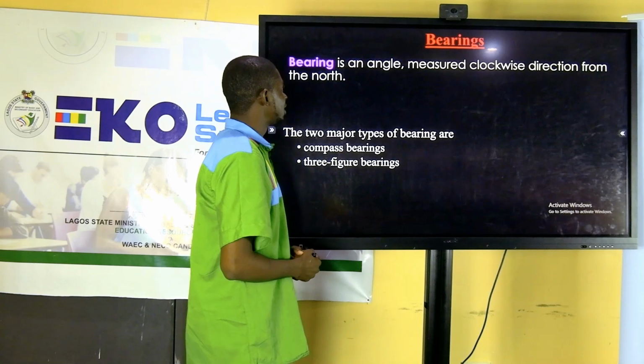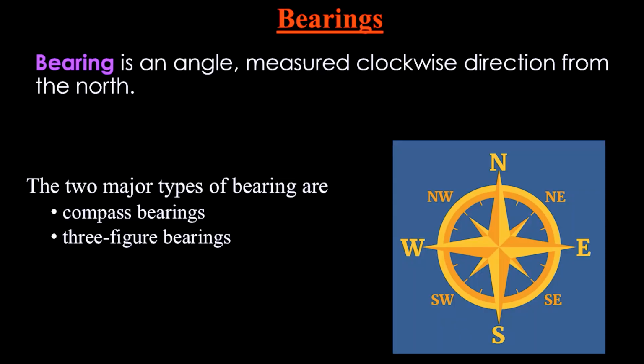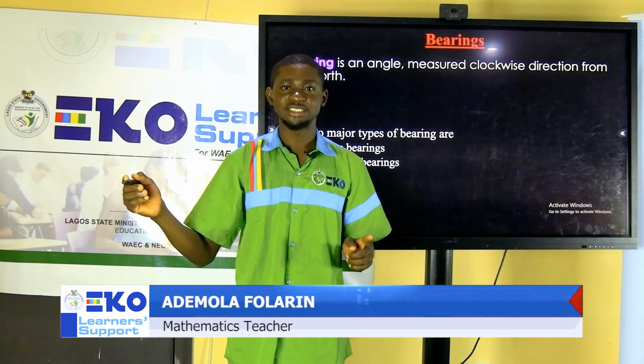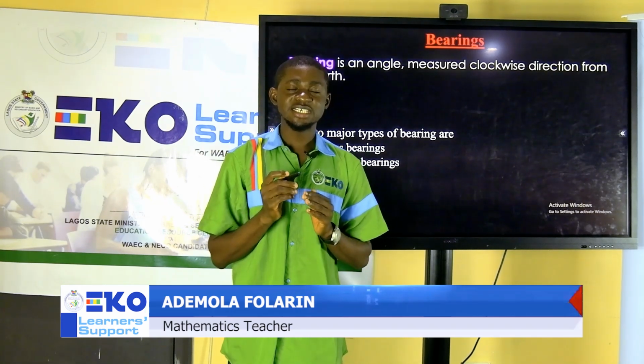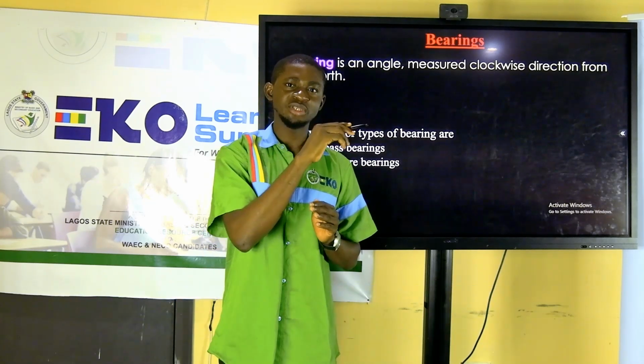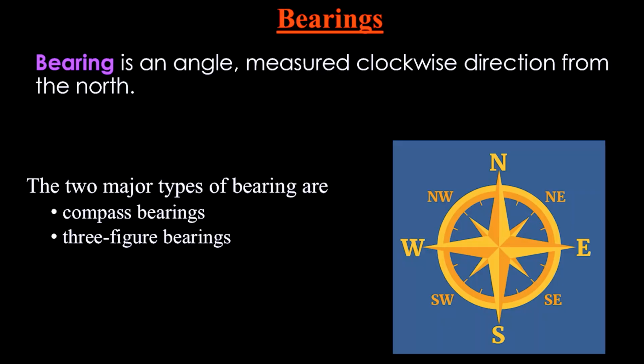Bearings. We say bearing is an angle measured in a clockwise direction from the north. If nothing at all, you've heard about the north, the east, the south, and the west. So when you take a clockwise reading of an angle from the north, when I say clockwise, you follow the pattern which the clock follows: 12, 1, 2, 3, 4, 5, 6, go back to 12. That's clockwise movement. So bearing is the angle measured in a clockwise direction from the north.